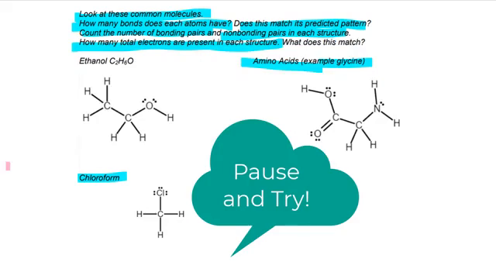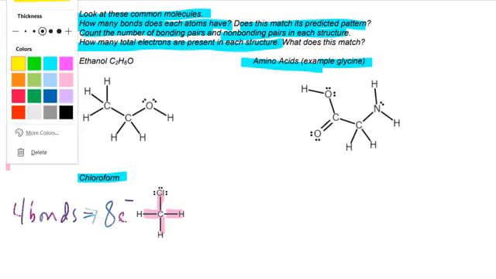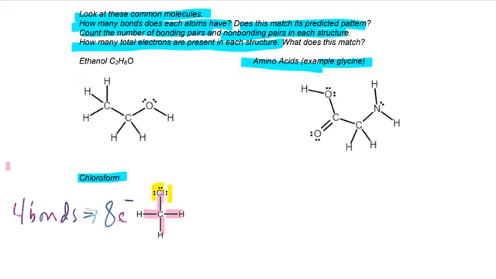All right, let's look at chloroform. Chloroform, if we look at this, we have 1, 2, 3, 4 bonds here. So 4 bonds, which equates to 8 electrons. And then we also have 1, 2, 3 lone pairs.